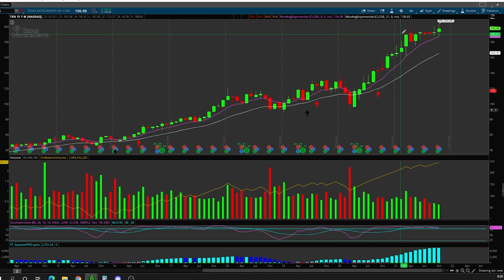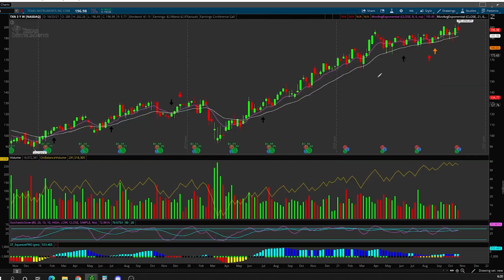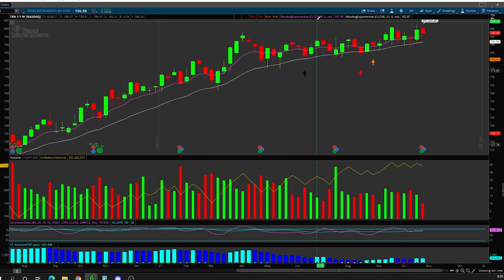So on the monthly time frame, it looks good. It's coming back to the 8 EMA, increasing OBV, and then we had that light blue squeeze. Then if we break it down to the weekly, this is what really gave it away for me and the whole reason why I entered the trade.